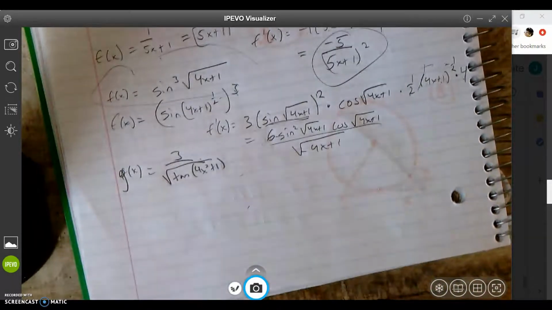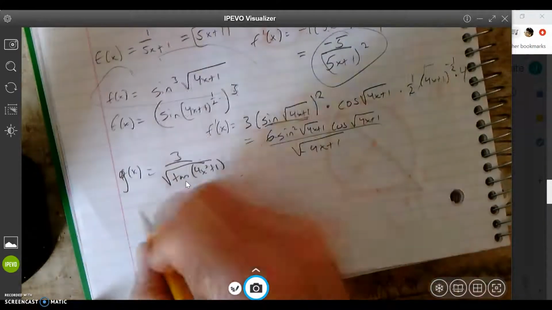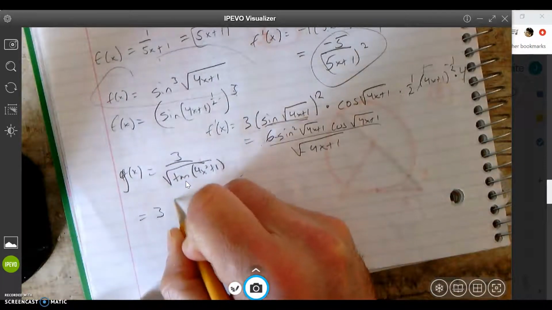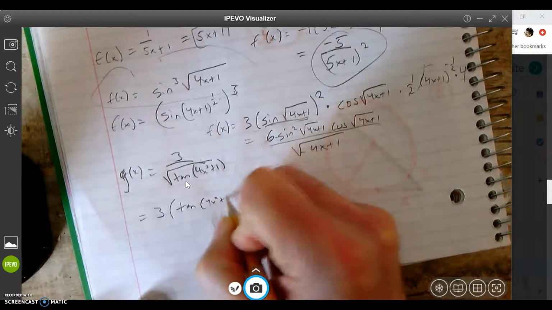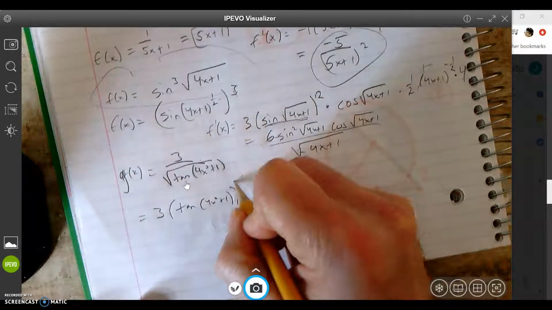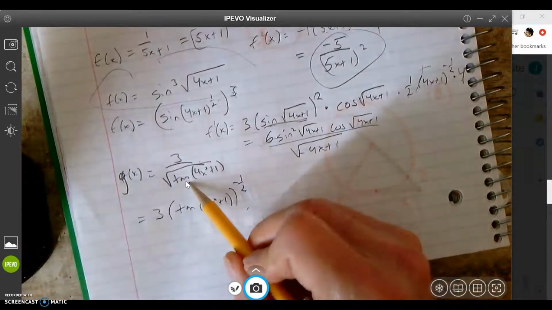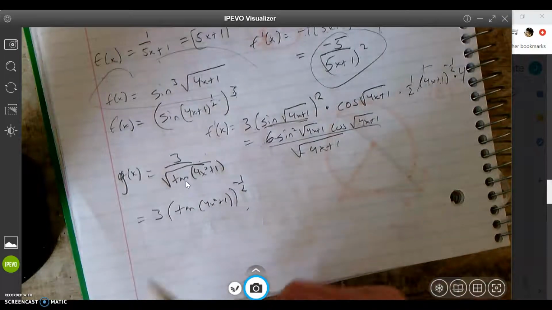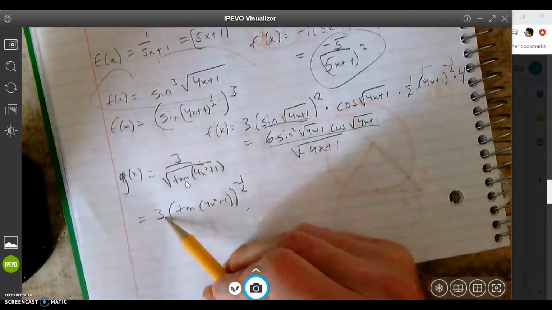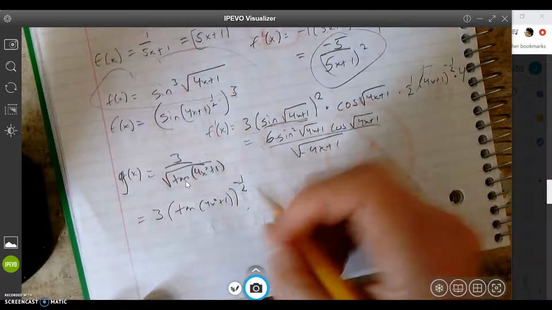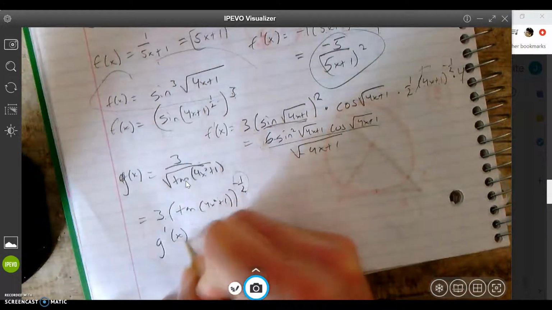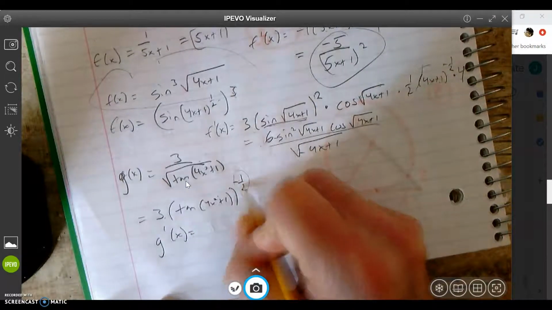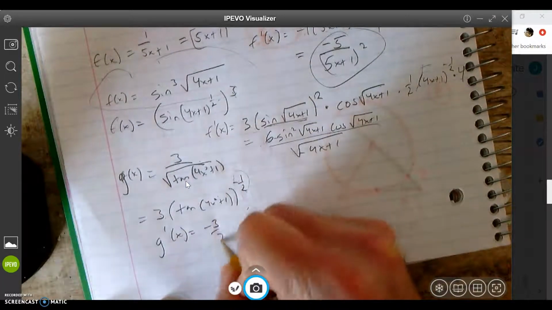Here you go. So g of x equals 3 over all of this. So I'm going to rewrite this as 3 times tangent 4x squared plus 1 all to the negative 1/2 power. So this is on the denominator, move it up and make it negative. All right, cool. So first thing, this is like 3x to the negative 1/2. So I'm going to do the power rule here. So g prime of x equals negative 1/2 times 3, which is negative 3 over 2.